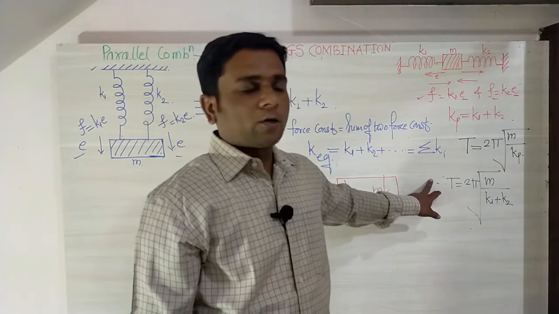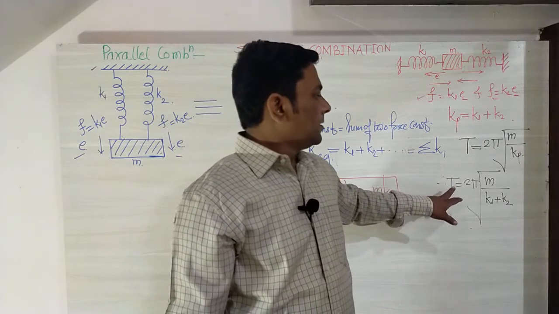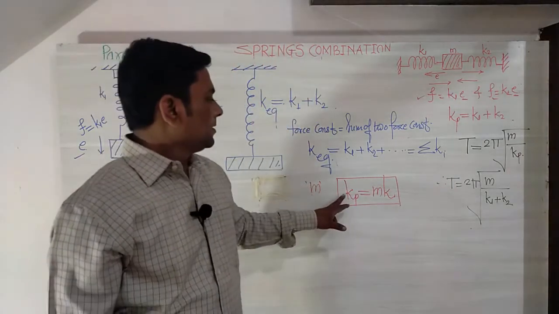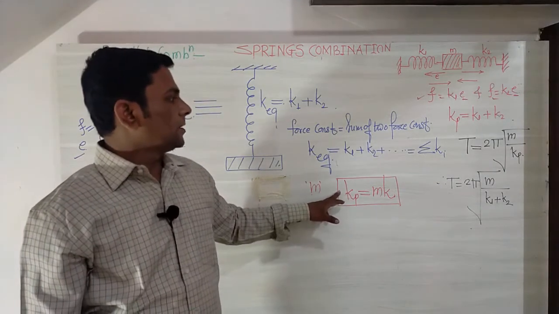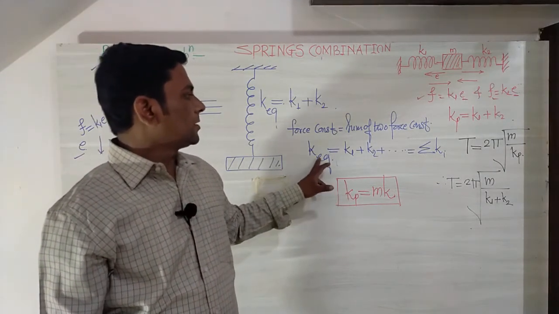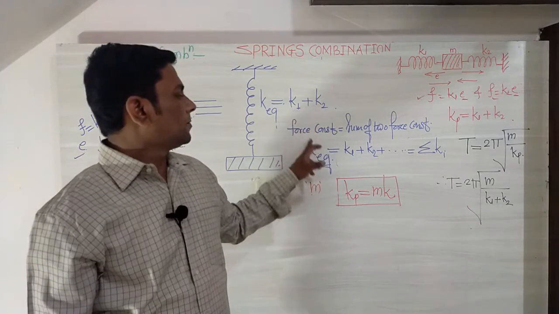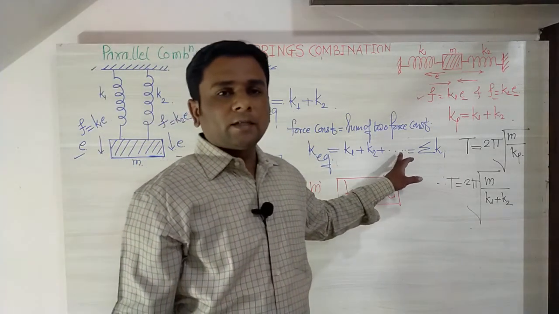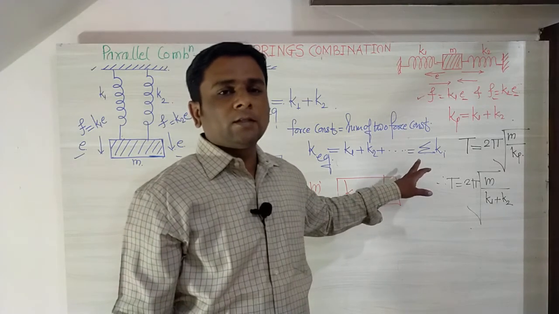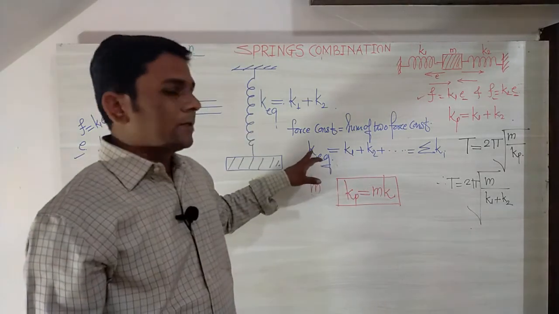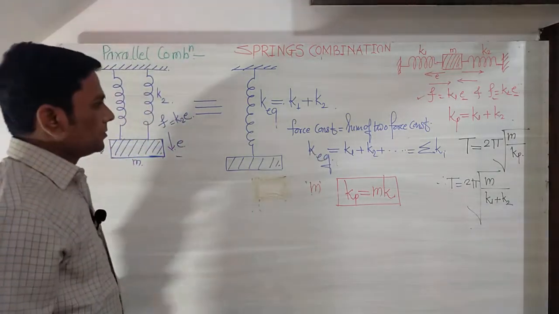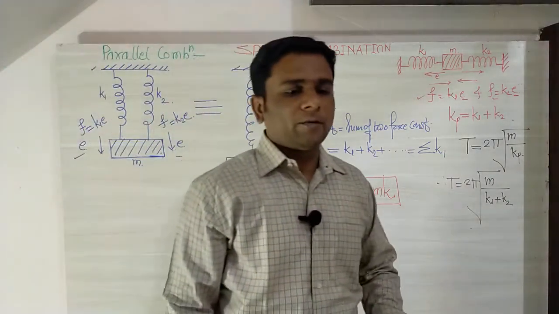That is the formula for periodic time in a parallel combination of springs, and K equivalent is the sum of the two force constants in a parallel combination. So that is the situation of parallel combinations.